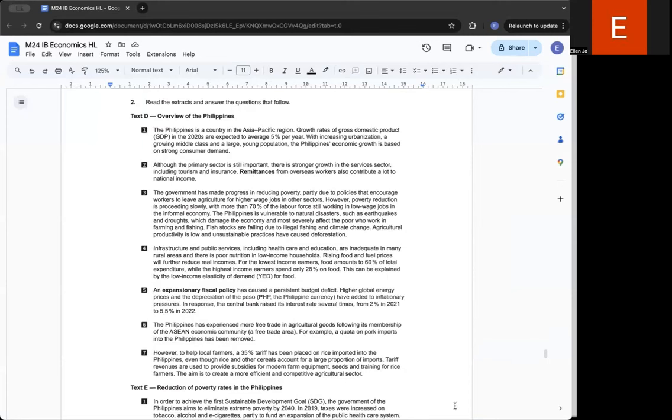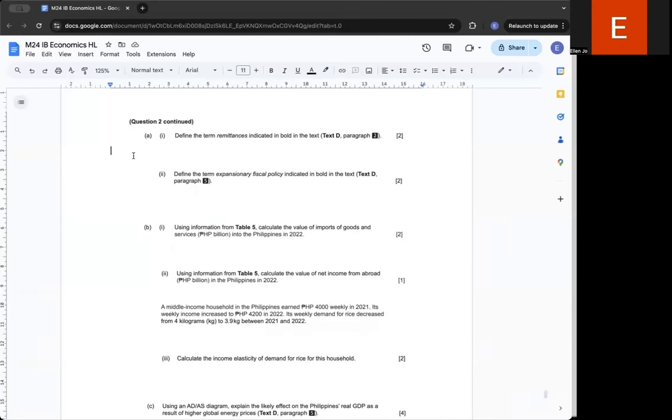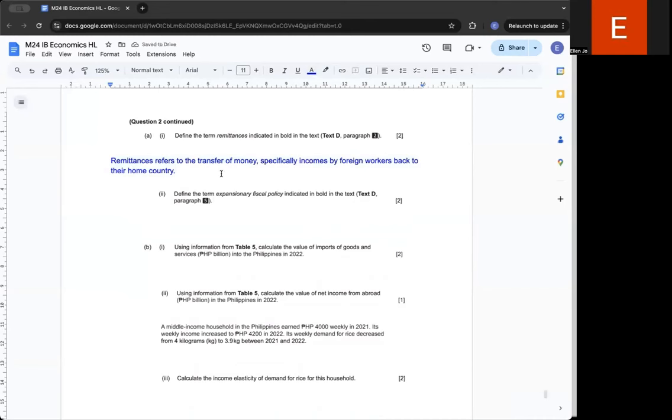Question 2 is about the country, the Philippines. And just like the first question, we've got reference text and data to understand its economic state. Define the term remittances indicated in bold in the text. It refers to the transfer of money, specifically incomes earned by foreign workers sent back to their home country.